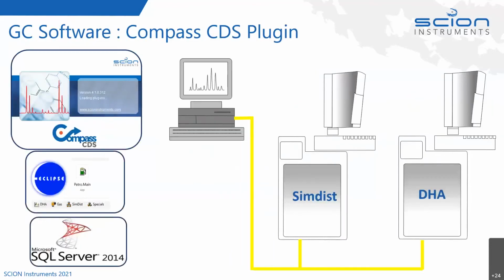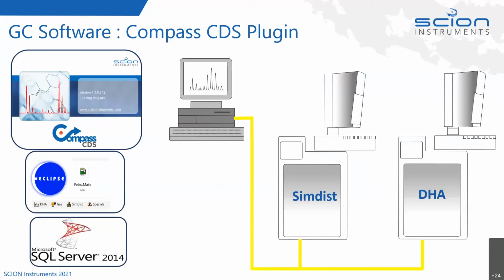So I've two GCs because we've got a simdist analysis that goes up to over 400 degrees Celsius. It's too hot for the DHA columns. It will degrade them. It's not really good for the film thickness. It'll just degrade too quickly and we'll lose performance. So we can't really put the DHA columns inside with the simdist GC.